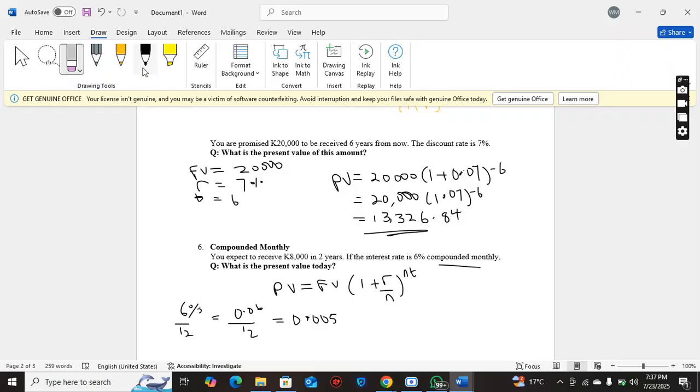Okay. Then our time, which is 2 years, we're going to multiply it by 12, which is N. When interest is compounded monthly, N equals 12. Forgot to write this down. Yeah. So 12 times 2 now gives you 24. So you're going to be paid interest 24 times in this 2 years period.